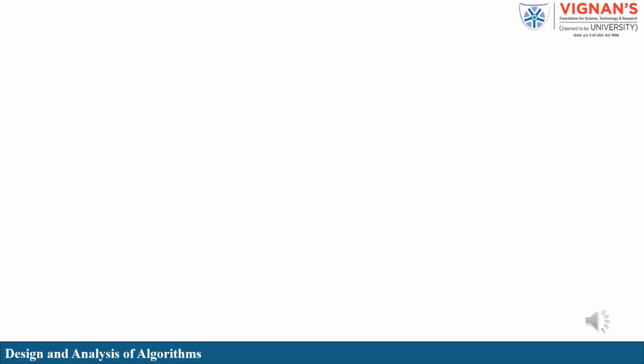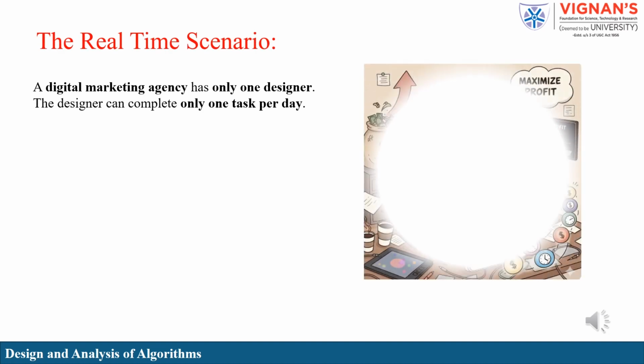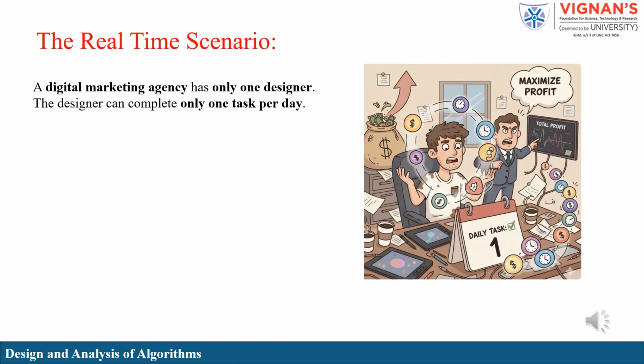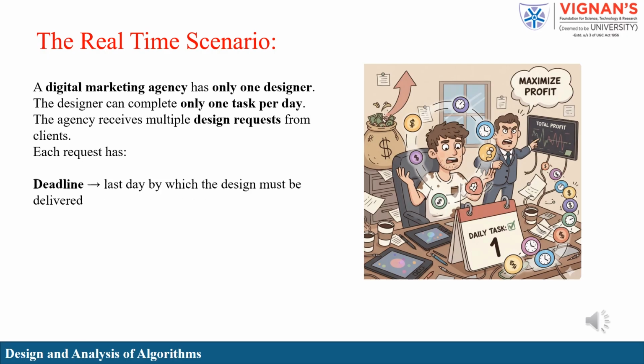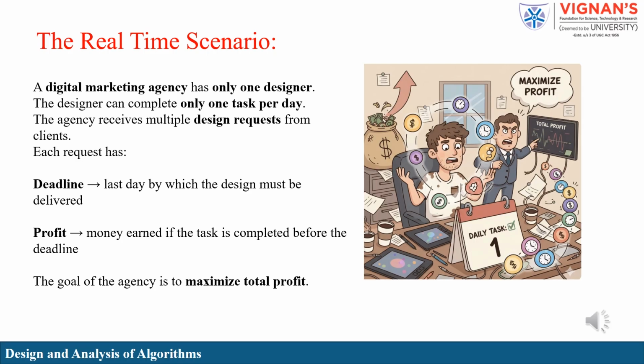The real-time scenario: a digital marketing agency has only one designer. The designer can complete only one task per day. The agency receives multiple design requests from clients. Each request has a deadline, the last day by which the design must be delivered. Profit is the money earned if the task is completed before the deadline. The goal of the agency is to maximize total profit.